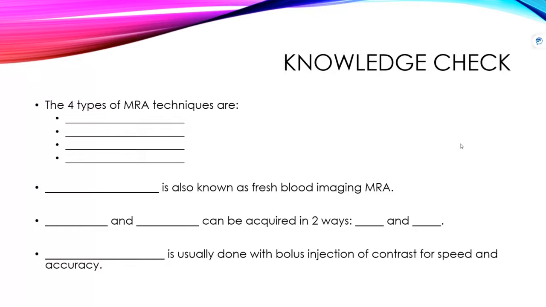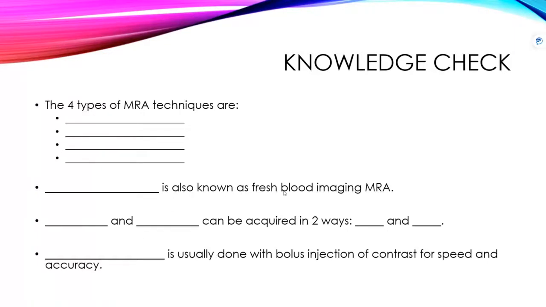Okay, let's do this knowledge check, and then we just have a real quick couple of slides. The 4 types of MRA techniques are what? Go ahead, Reggie. The digital subtraction, the time of flight, the phase contrast, and the contrast enhanced. Perfect. And just make sure that when you guys are studying these that you're actually remembering the acronyms as well.